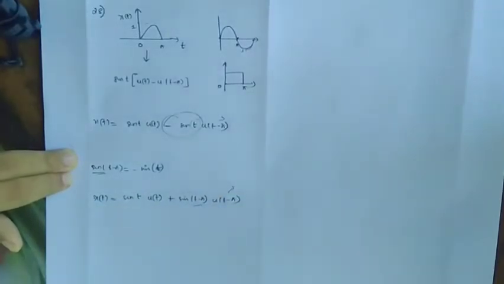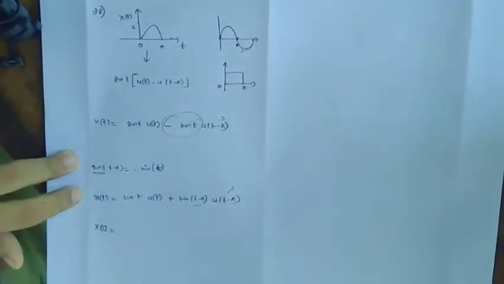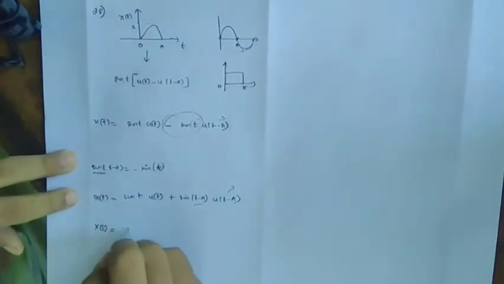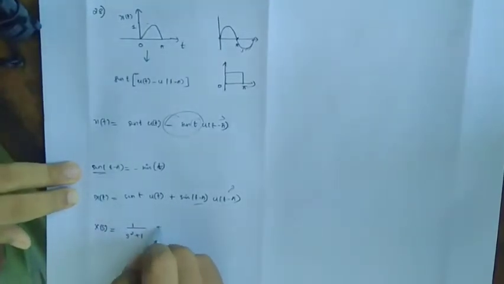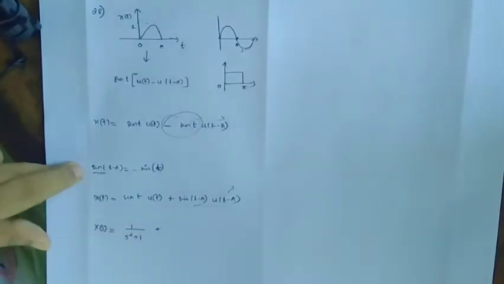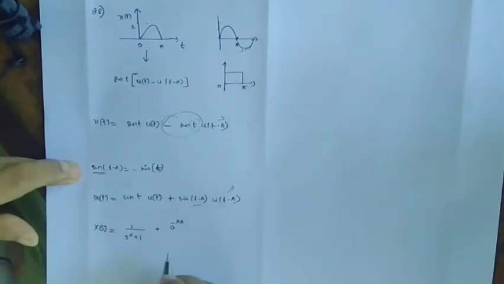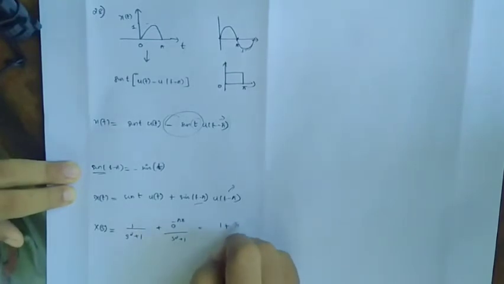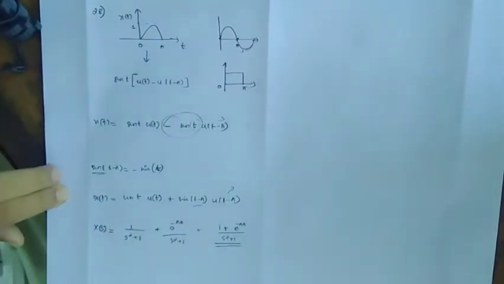Now we have t minus pi, we can simply find the Laplace transform. Now X(s): what is the Laplace transform of sin t? It is a divided by s squared plus a squared, that is, 1 divided by s squared plus 1. And the other one is shifted in the time domain, right? So we have to multiply it with e raised to minus pi s, divided by s squared plus 1. So the whole answer is 1 plus e raised to minus pi s divided by s squared plus 1. That's the answer.